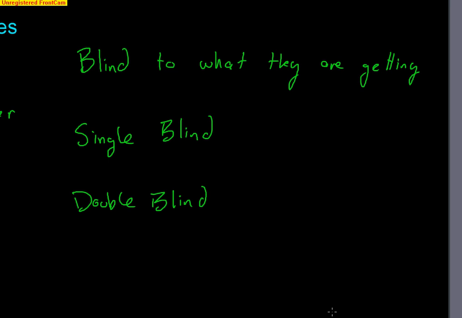So single blind, the subjects don't know. Double blind, the subjects and the evaluators don't know. So that's it for the basics of an experimental design. Hopefully you learned a whole lot and will be ready to work in class on this.